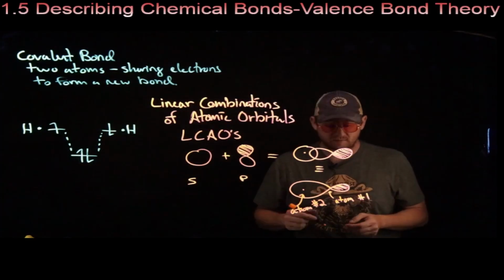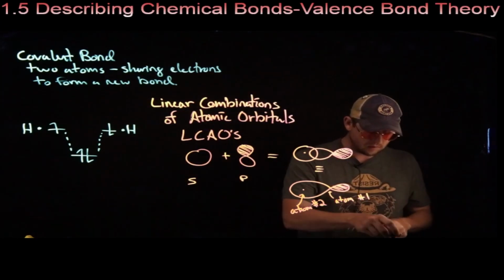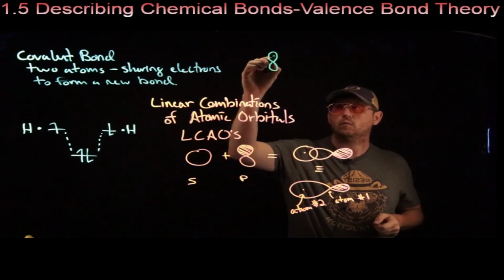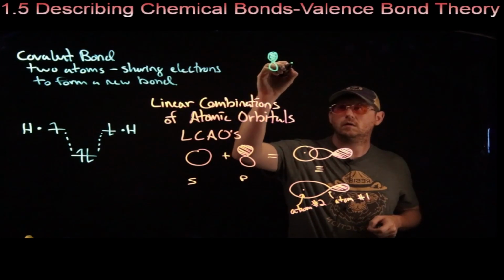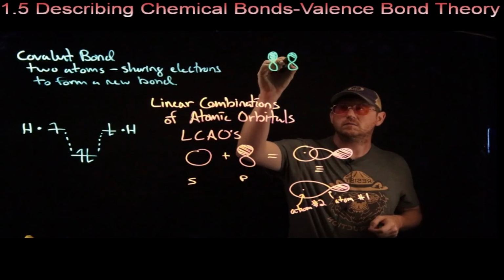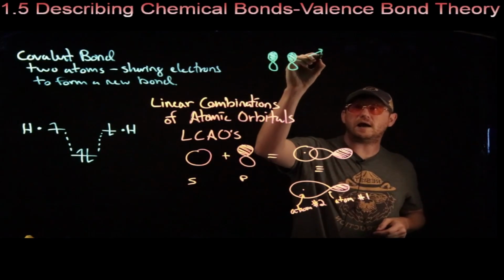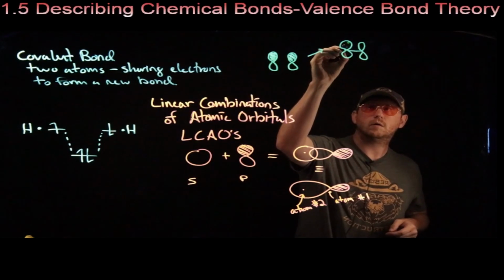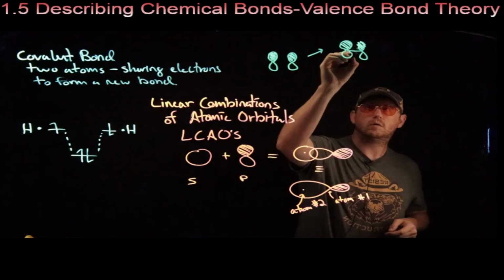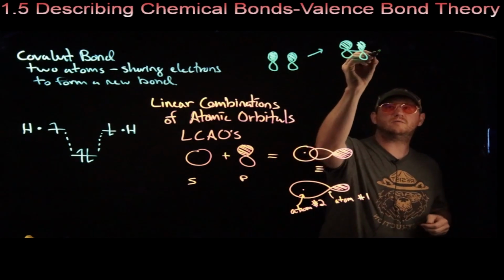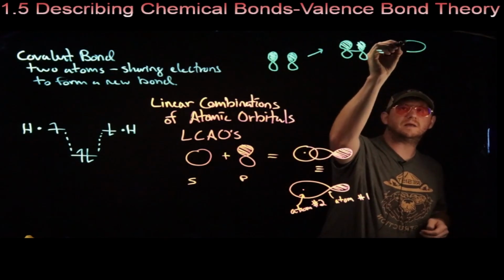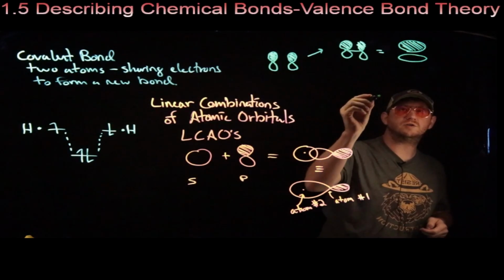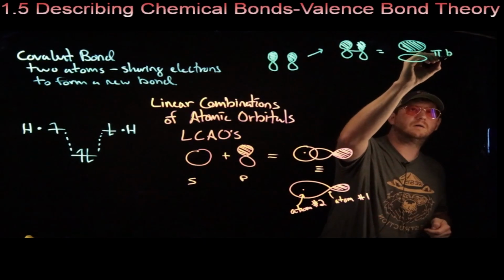We can also do the same thing with two p orbitals. And we can do this in multiple ways. We could imagine one p orbital and another p orbital. And we could add them together like this. And if we were to draw this out, effectively what we get is a shaded region above and an unshaded region below. And we're going to refer to this as a pi bond.